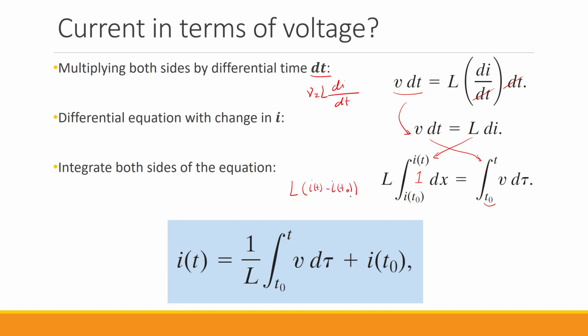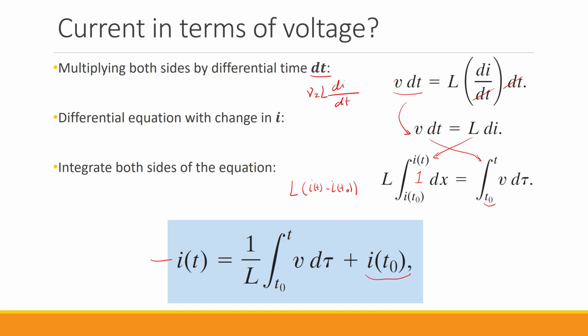So now rearranging this equation would give us the equation that shows the relationship for current in terms of the voltage for the inductor. So the current of the inductor at any given time equals 1 over L, the integral of the voltage from t0 to t, plus the initial current of the inductor. So this is very important.